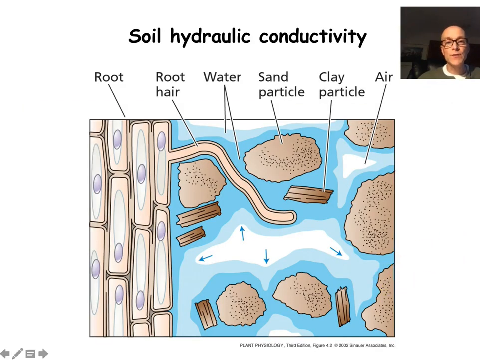So the soil hydraulic conductivity, you can see here in this figure, here's the root and here's water. Air pockets inside the soil solution will slow down water movement. And sand particles or clay particles have a different affinity for water, so they can hold water more closely to the particle, or less strongly, I should say. And so that will affect how fast or how well water can move through the soil, and you can see that will affect whether or not a plant can pick up water from the soil as well.